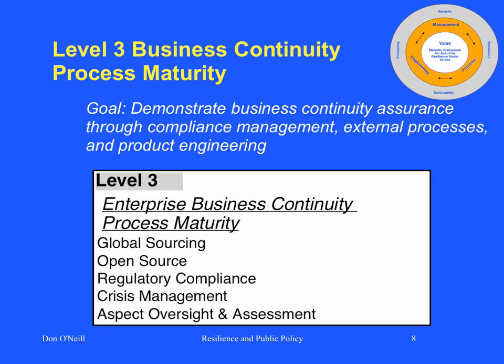The Level 3 goal is to demonstrate business continuity assurance through compliance management, external processes, and product engineering. How is business continuity achieved? Business continuity begins by focusing on supply chain management, including global sourcing and open source. It extends to regulatory compliance and aspect oversight and assessment. Business continuity culminates in the systematic crisis management steps of prevention and response that sustain stability or result in a return to stability.